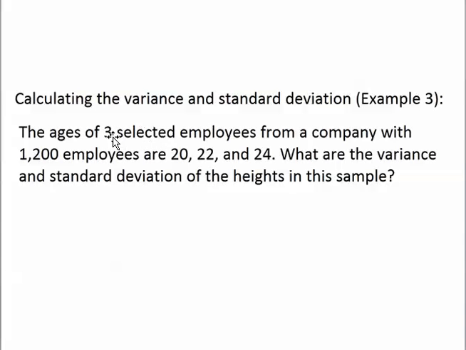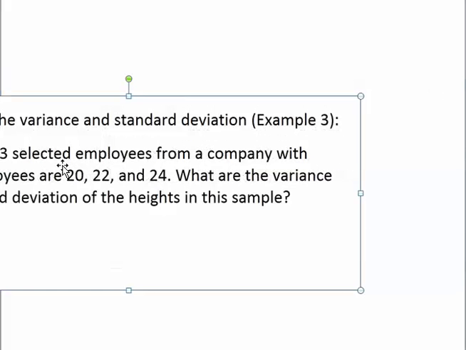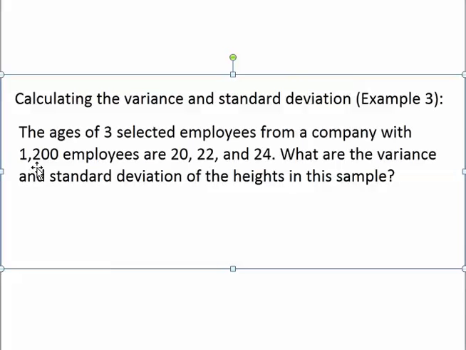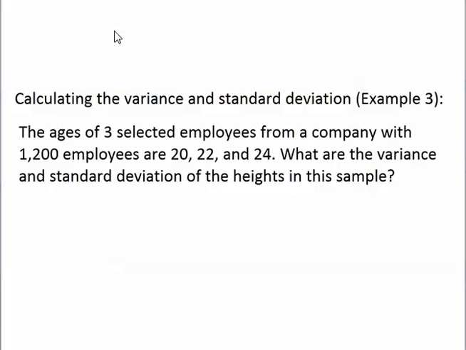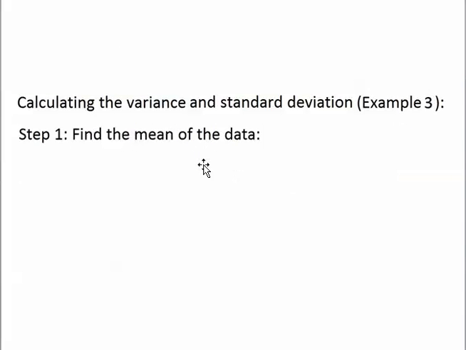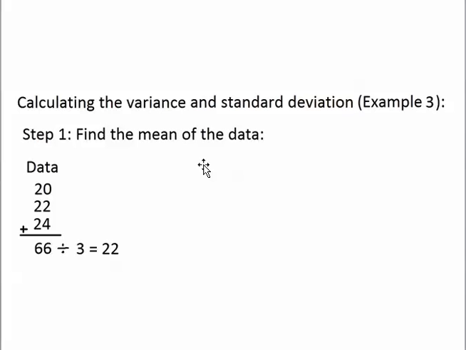So what if those 3 employees who are 20, 22, and 24 years old are just a sample of 3 selected employees from a company that actually has 1,200 employees? Well, now the 3 people are just a sample, which means we're going to have to adjust our formula a little bit. So step 1 is still the same.